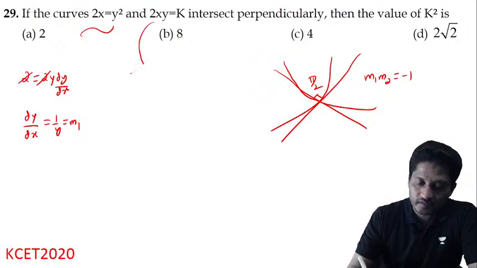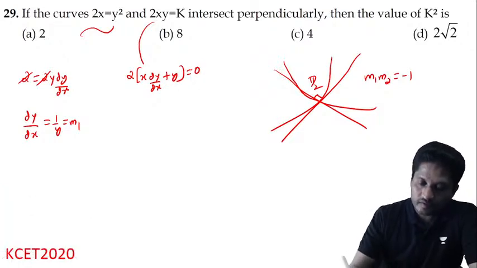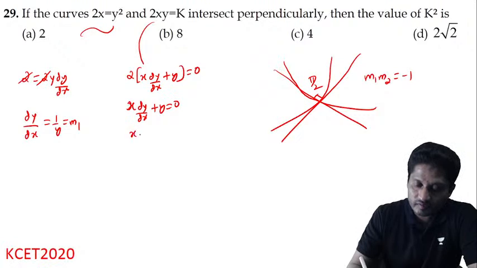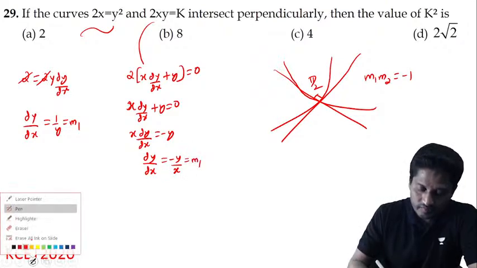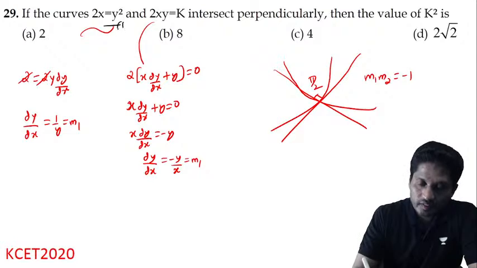If I differentiate this, first function is x, differentiation of y is dy by dx, plus second function y, is equal to k. Differentiation of k is 0. Now x into dy by dx plus y is equal to 0. If you shift y to the right side, x into dy by dx is equal to minus y. Now dy by dx is equal to minus y by x. This is m2. Let's call this equation 1 and this equation 2.